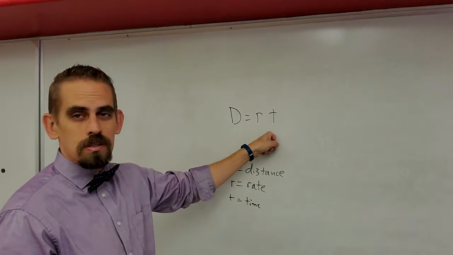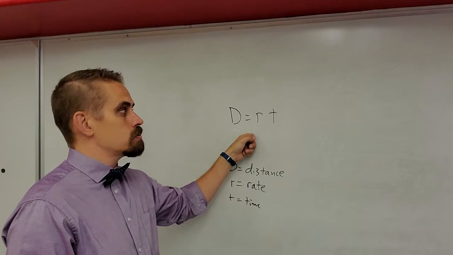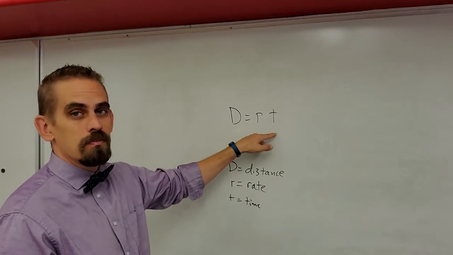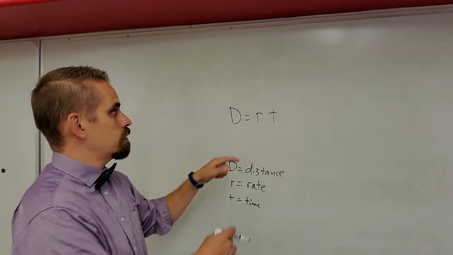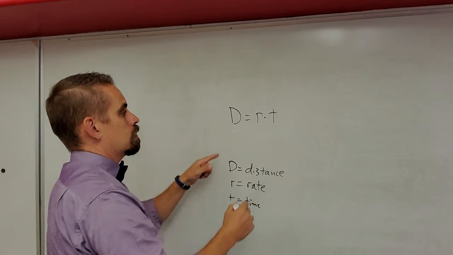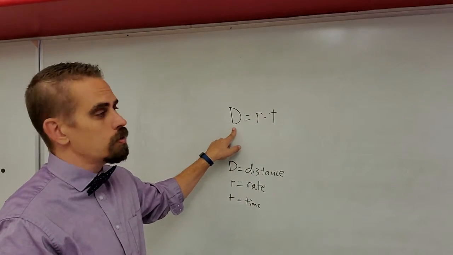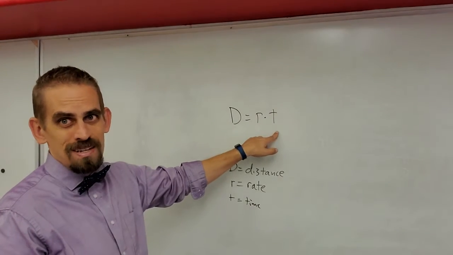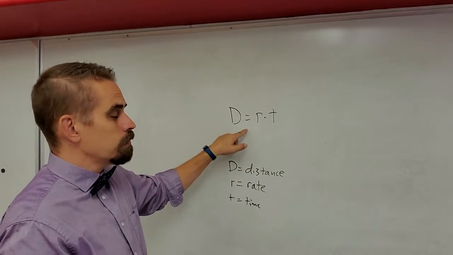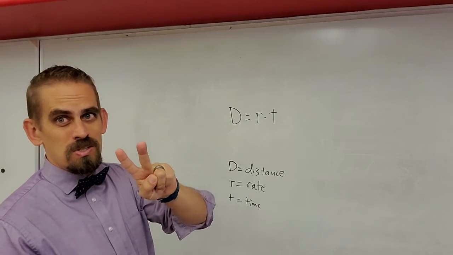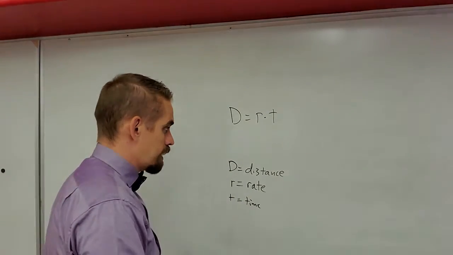In a question like this, to be able to solve this, you've got to be able to have two of the variables. The variables are the different things that the letters represent. So D is a variable, R is a variable, and T is a variable. To be able to solve for these, you've got to know at least two. If you don't know at least two, you're toast. You can't solve for it.